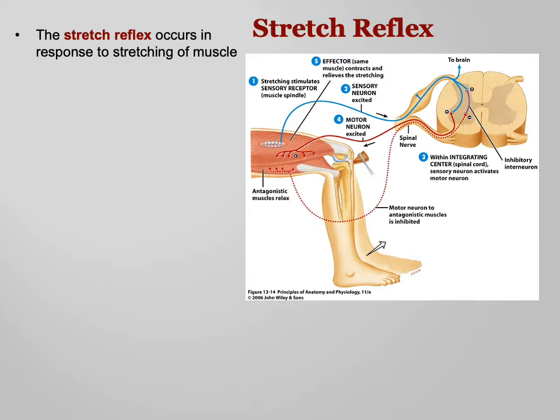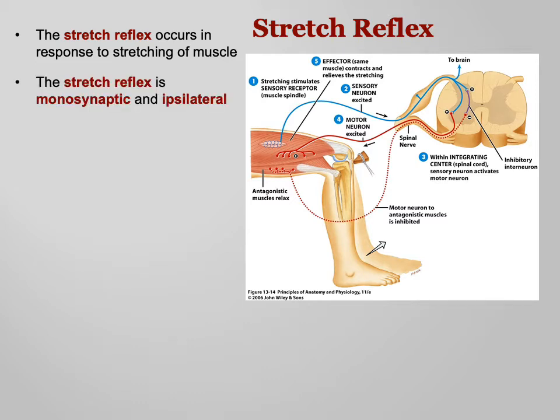Stretch reflex occurs in response to the stretching of a muscle. And the classic one, again, is the little knee tap here, all right? So we have the patellar ligament down there, and the little hammer taps on that. And what that does is that's ultimately going to pull on the muscle. It's going to stretch the muscle.